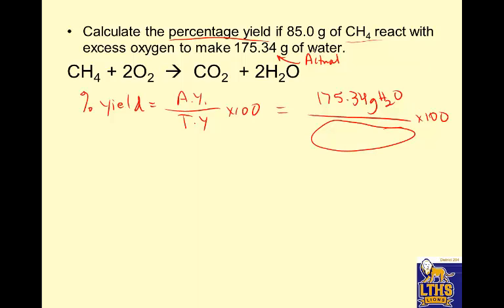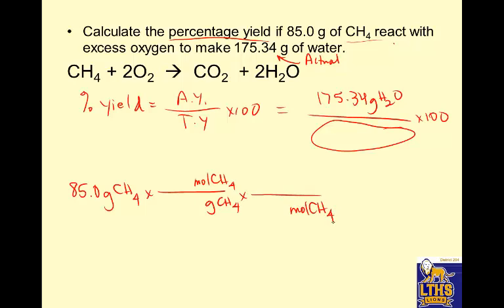Well, you start with the limiting reactant, and since there's excess oxygen, CH4 is limiting, and you use stoichiometry. So we have grams of CH4 and moles of CH4, and then CH4 has to turn into H2O, and the only place we can do that is in moles to moles, and then moles of H2O have to turn into grams of H2O.